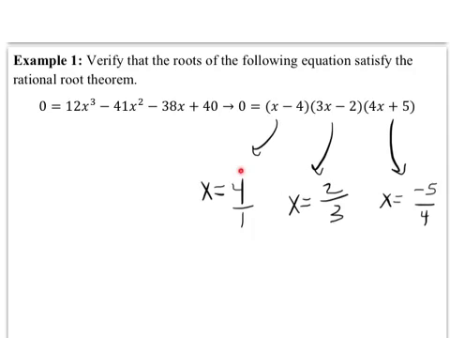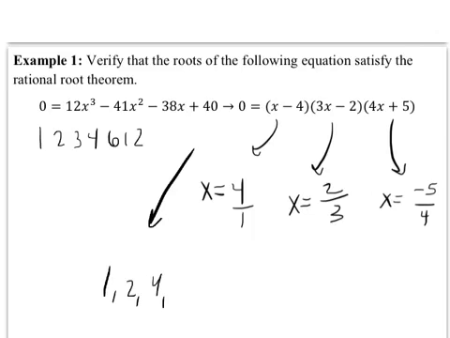But we have to take a look at our values. So we said that the numerator has to be a factor of this quantity, and the denominator needs to be a factor of this quantity. Well, the factors of 12 are going to be 1, 2, 3, 4, 6, and 12. And those can be plus or minus. The factors of 40 are much more. We're going to have 1, 2, 4, 5, 8, 10, 20, and 40. And again, these are all plus or minus. So we've got a lot of possible factors for some of our numbers here.